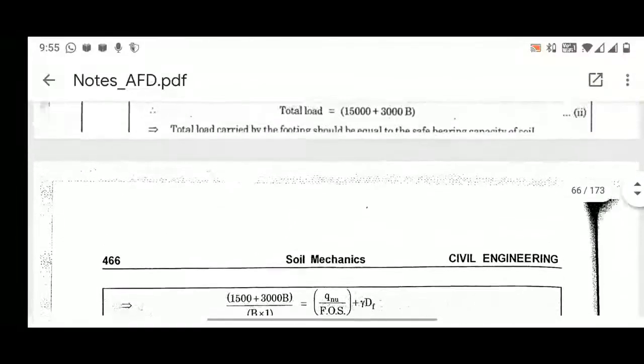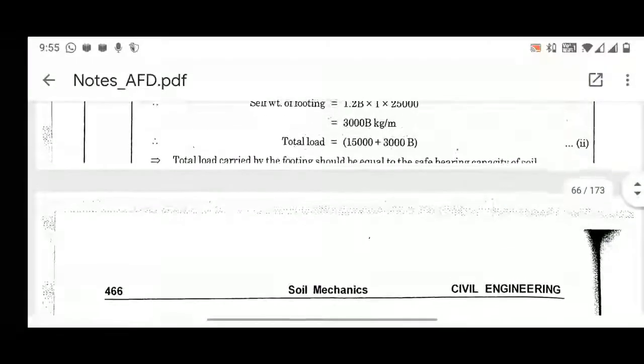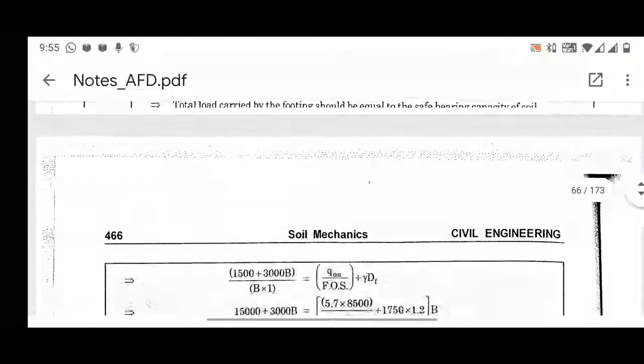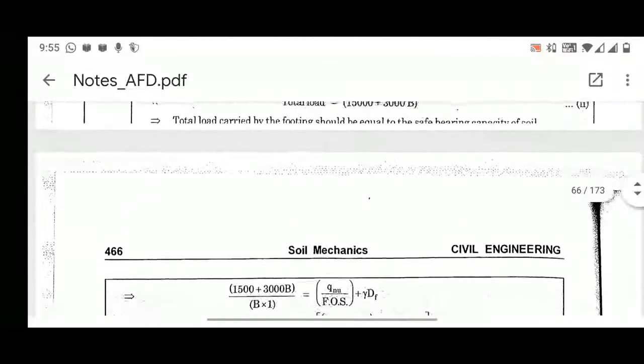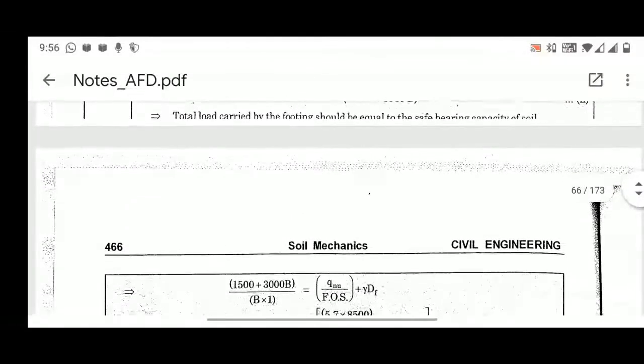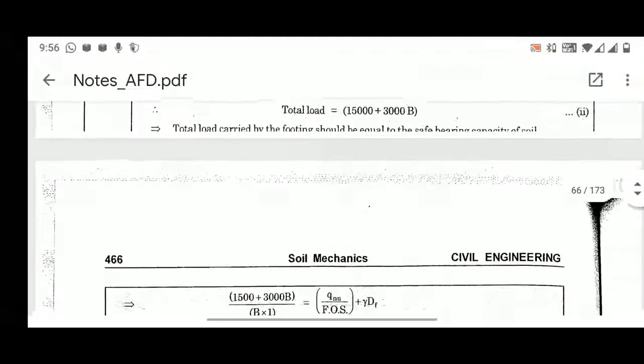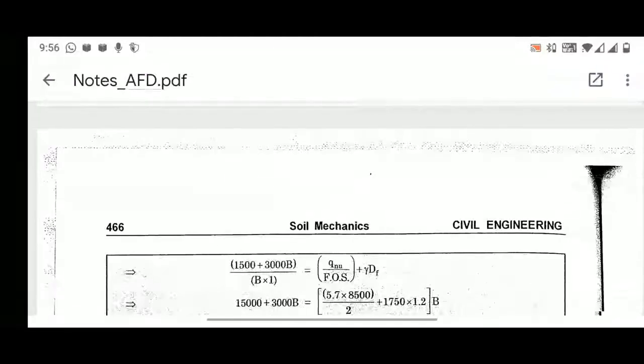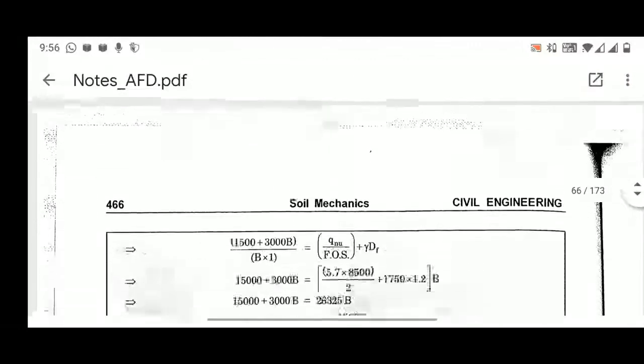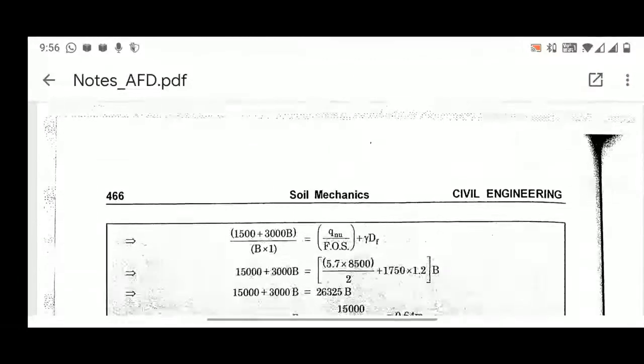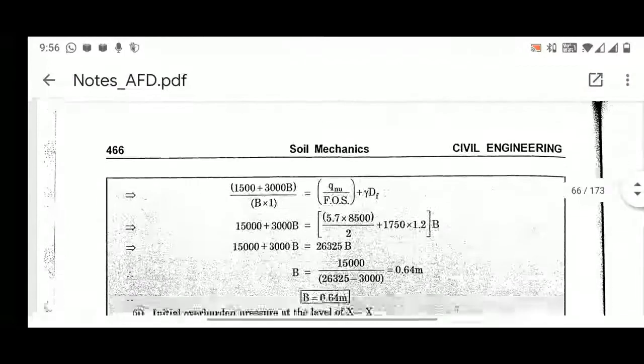Now we know the total load, right? So total load divided by b into 1. Why have they done that? This is the safe bearing pressure, right? Safe bearing pressure is the safe load divided by the area of footing. Area of footing will be width multiplied by the unit length. So 1500 plus 3000b, divided by b into 1, is equal to qs. Qs is equal to q net ultimate divided by factor of safety plus gamma Df.